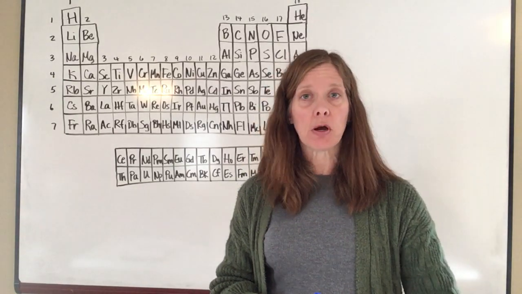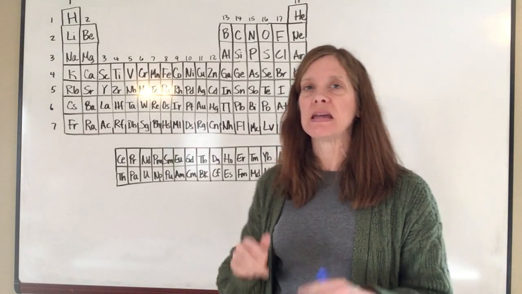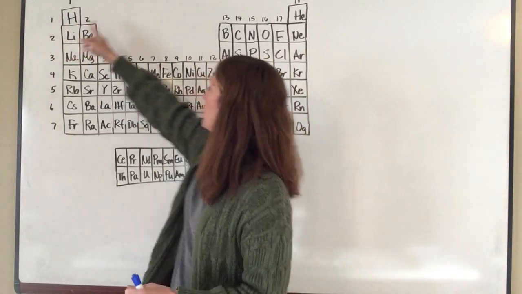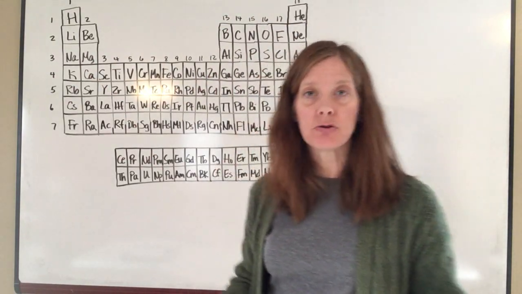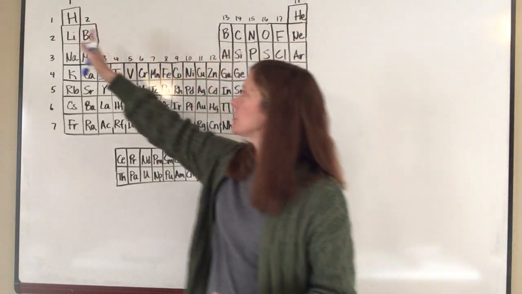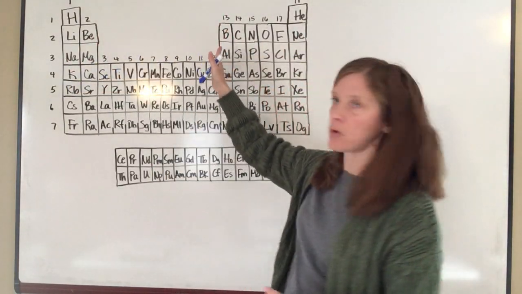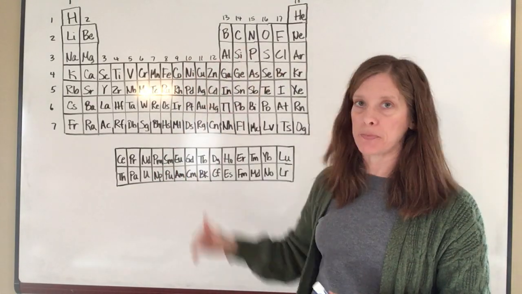But if you have your periodic table in front of you, you can see that the atomic numbers, again, as we've talked about before, increase as you read the table from left to right and from top to bottom. So hydrogen is atomic number 1, helium is 2, lithium is 3, beryllium is 4, boron is 5, and so on. And you read it just like a book, left to right, top to bottom.